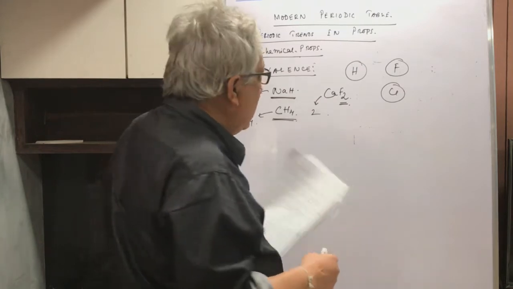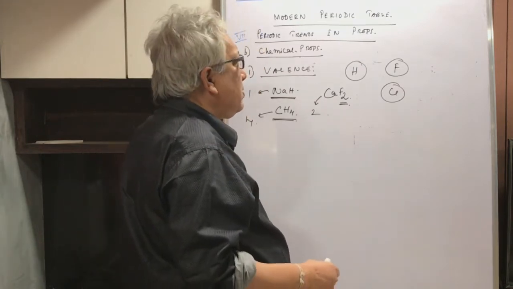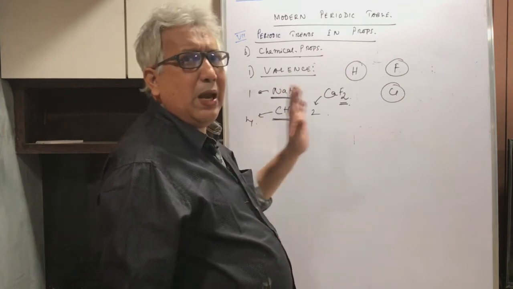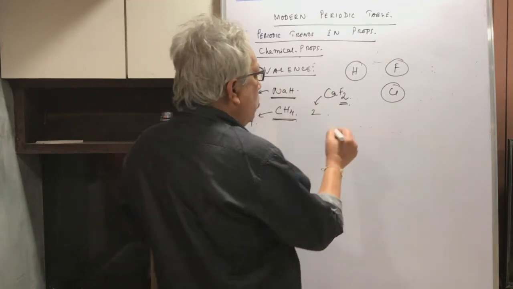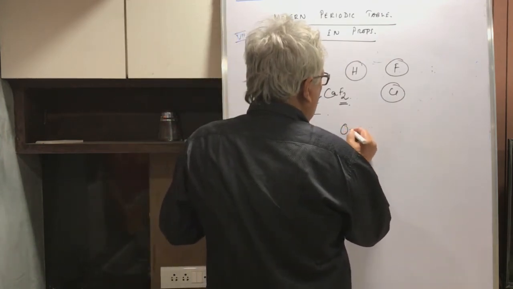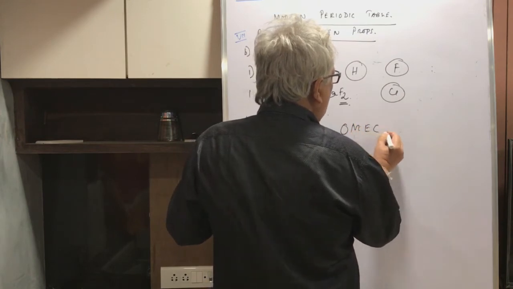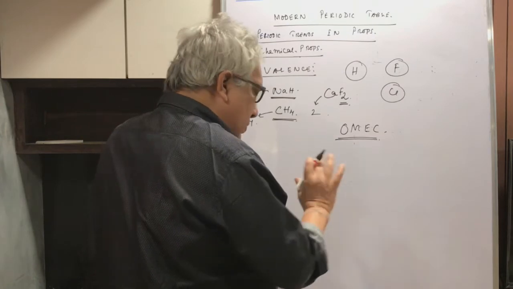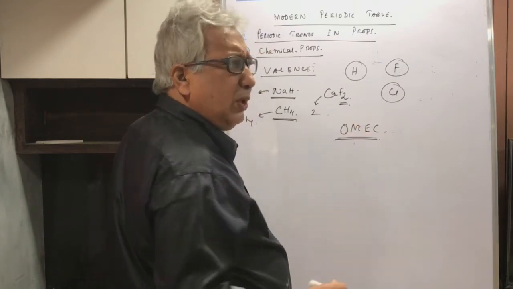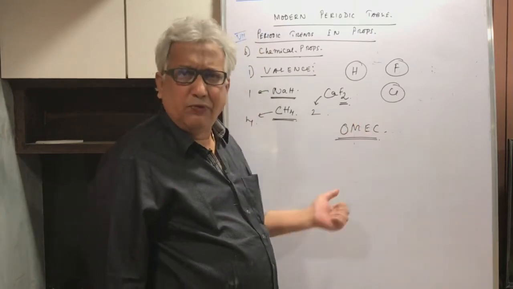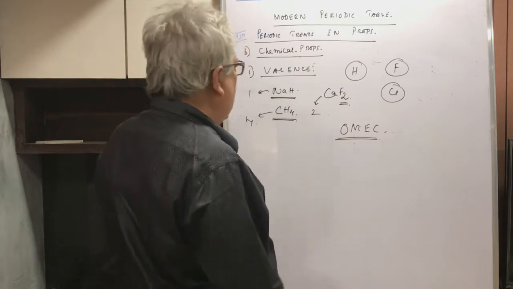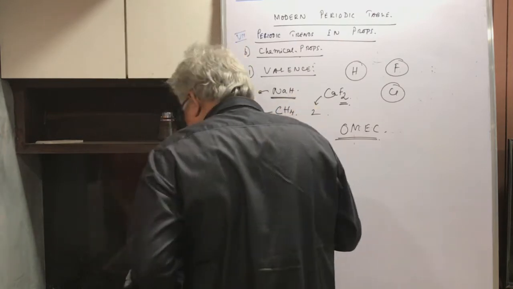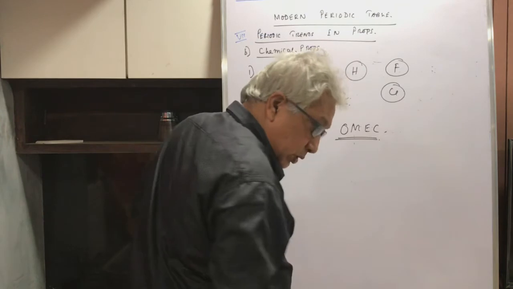Okay, and now you'll ask me, this valence, what will it depend upon? It mainly depends upon the outermost electronic configuration. Is that clear to you? It mainly, or in fact totally, depends upon the outermost electronic configuration. And that is the reason, I am talking about the normal elements.